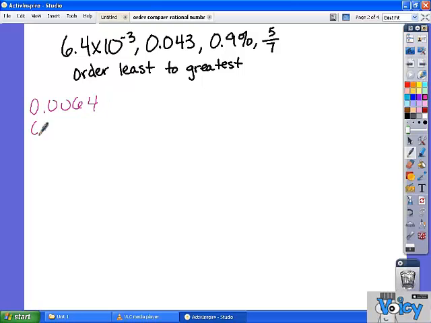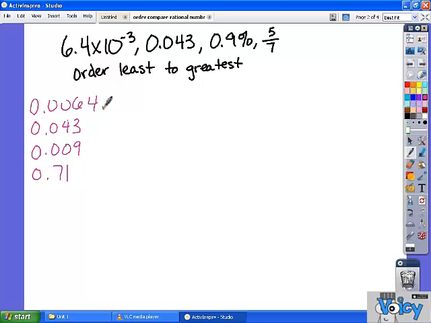Okay, the next one's already in decimal form. 0.9%, all you do is take that number, divide by 100. And 5/7, 5 divided by 7. We're going least to greatest, so we want the smallest number possible. So 0.0007, 0.04, 0.